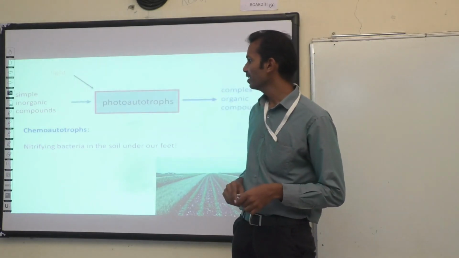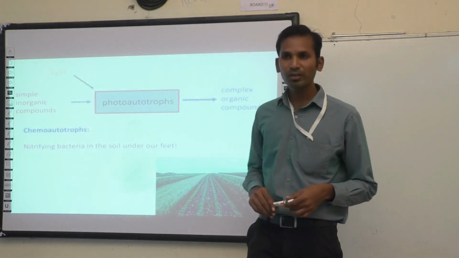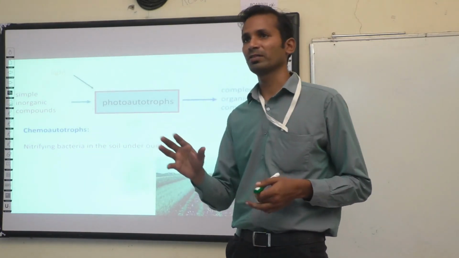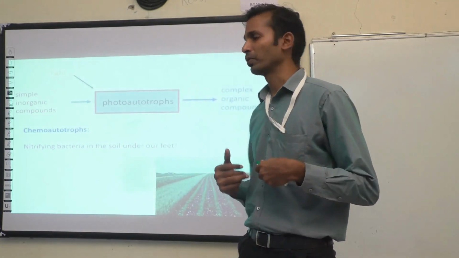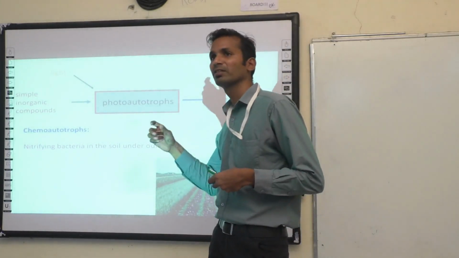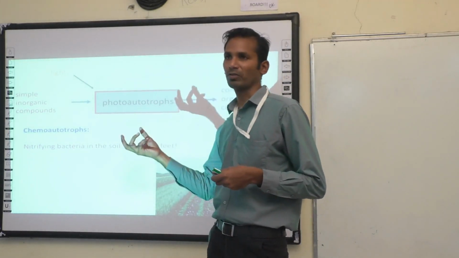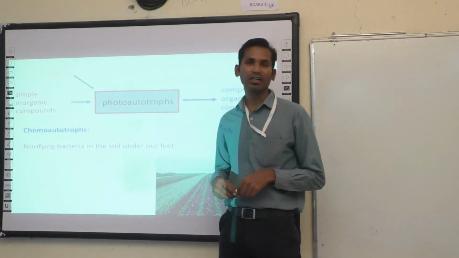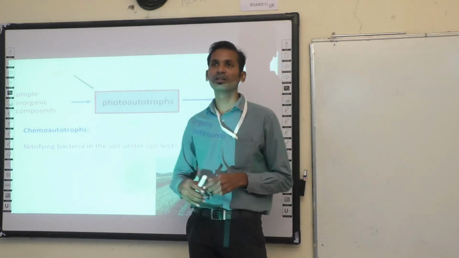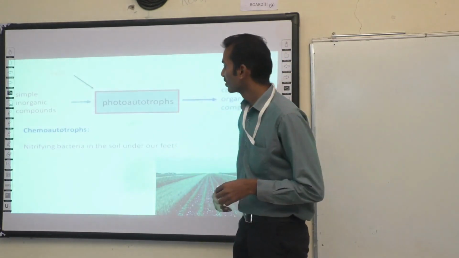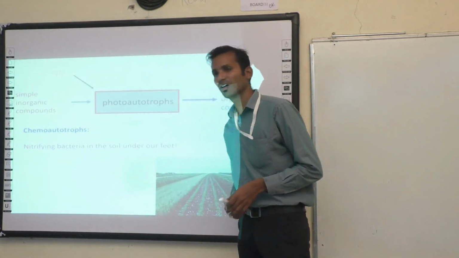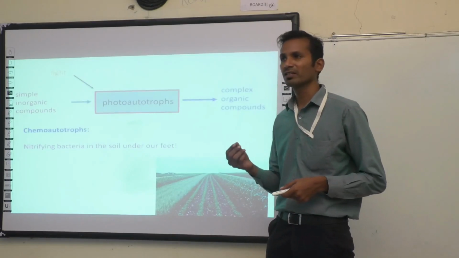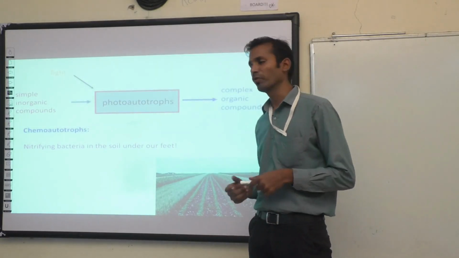Next one is chemoautotrophs. So what is chemo? Chemo is chemical. These autotrophs can produce their own food, but photoautotrophs are light dependent, whereas chemo means chemical. So here it requires chemicals for producing its own food. So chemoautotrophs are autotrophs which depend on chemical substances for producing their own food.